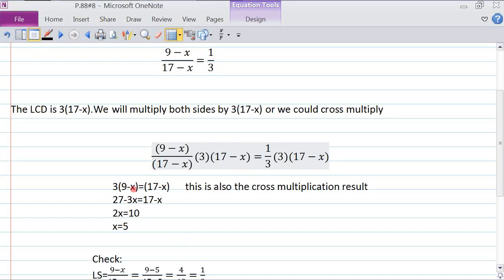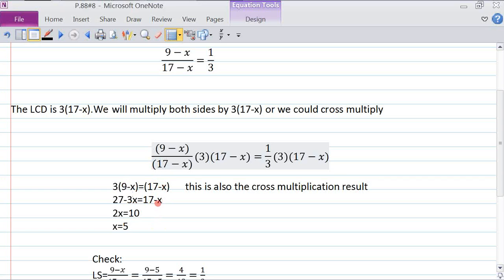Now this result here, which comes from here, is exactly the cross multiplication answer. 3 times 9 minus x equals 1 times 17 minus x. So as I said, cross multiplication might be the easiest way to do this, but we've shown that if we use the LCD, we get the same result. 3 times 9 is 27. 3 times minus x is minus 3x equals 17 minus x.